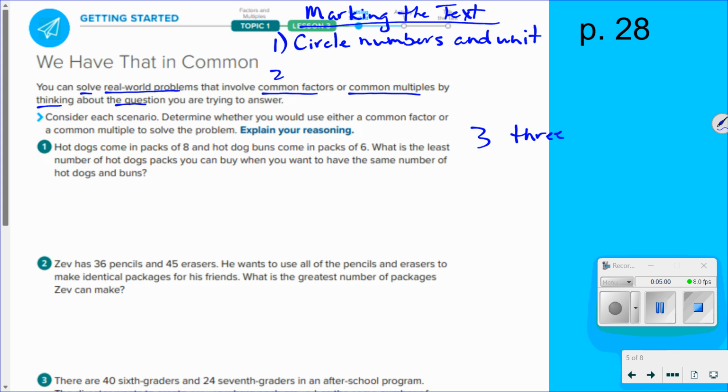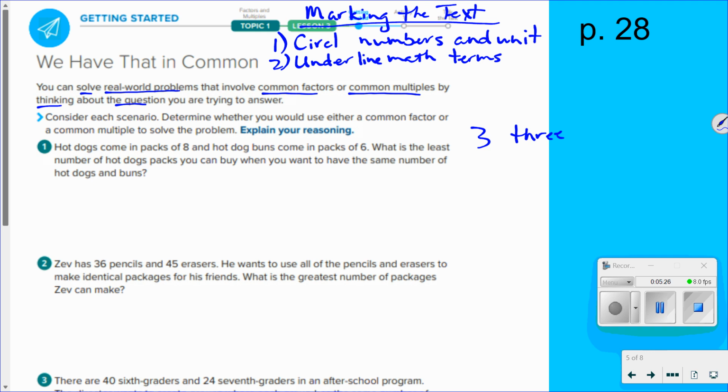Step 2, underline math terms. Here again is where your vocabulary comes in. So your math vocabulary becomes very important on this. But that's going to tell you mathematically the things that we are doing in the problem.